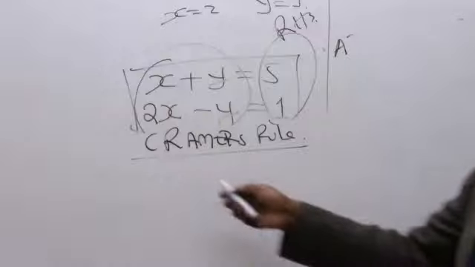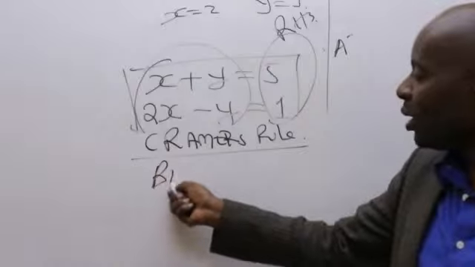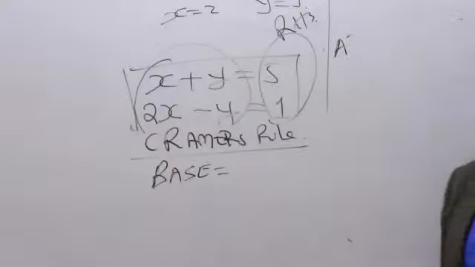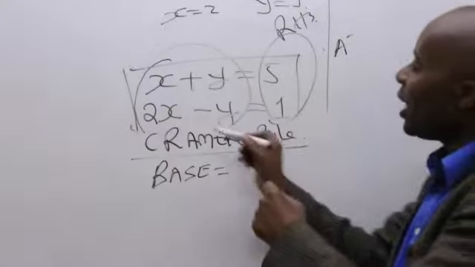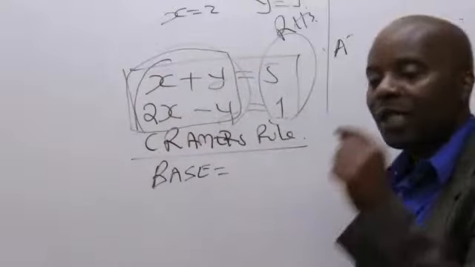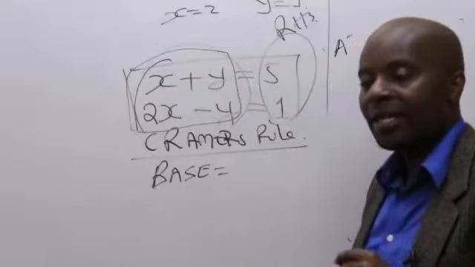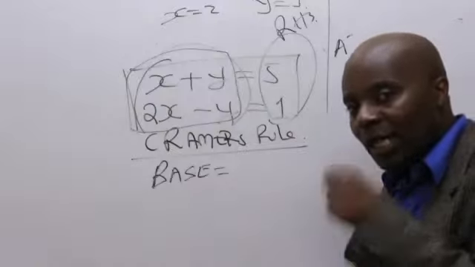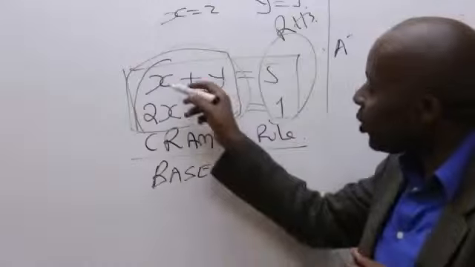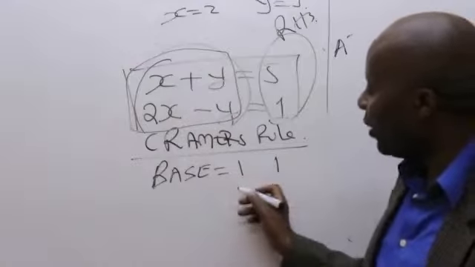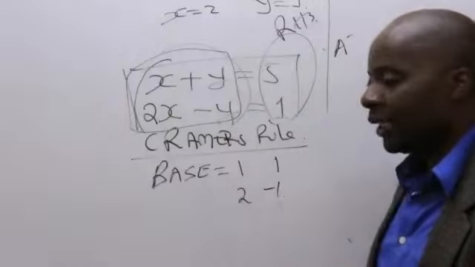The first thing that we'll do under Cramer's rule is to identify the base matrix. We say the base matrix is the one that has got which coefficients? Coefficients of x and y. So coefficients are those numbers that come before those letters. So the base matrix here will be this coefficient. We have 1, 1. And then we have here 2, minus 1 like that.